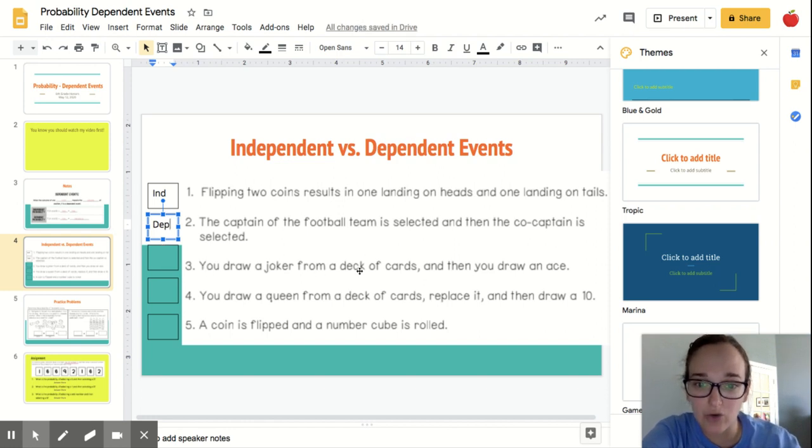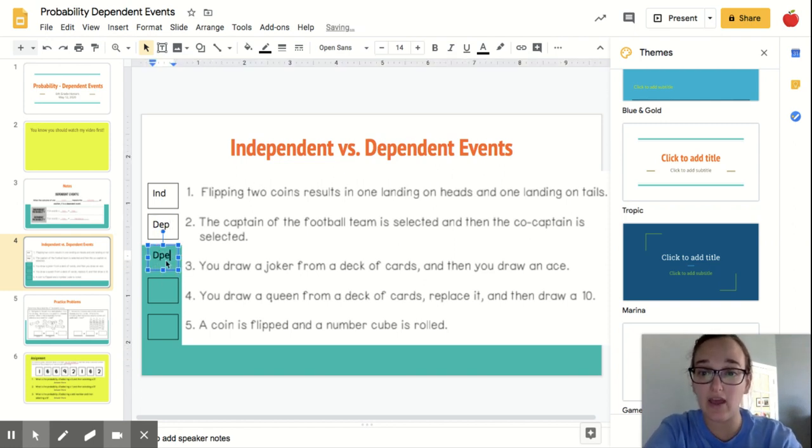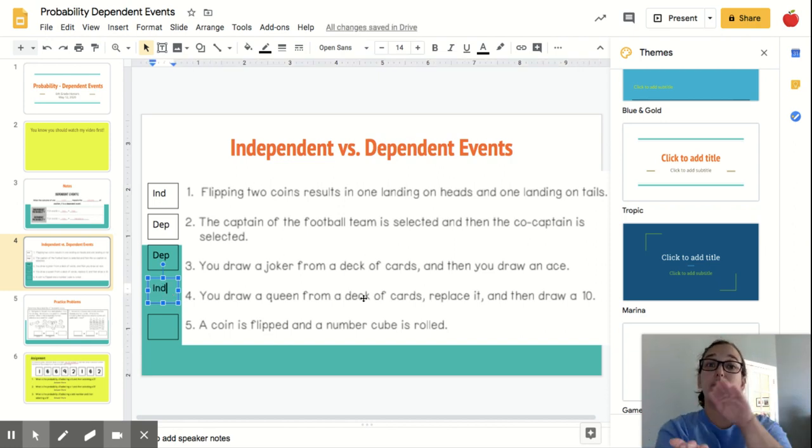All right, you draw a joker from a deck of cards, and then you draw an ace. If I draw out a joker out of a deck of cards, has that deck of cards changed now? Yes. And if I'm not replacing it, then the next draw is going to depend on what I drew first. You draw a queen from a deck, replace it, and then draw a 10. Is that independent or dependent? That would be independent, because if you replace it, then that deck is still the same as it was when you did the first event.